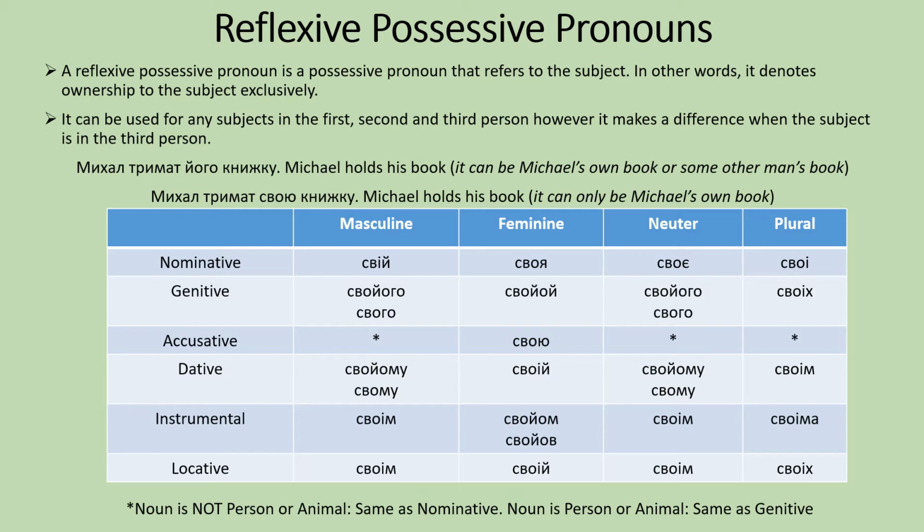For the locative case, the masculine is swoim. The feminine is swoi. The neuter is swoim. The plural is swoich.